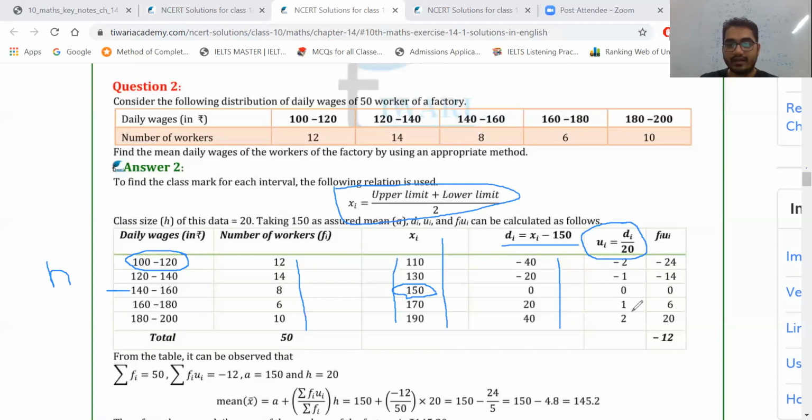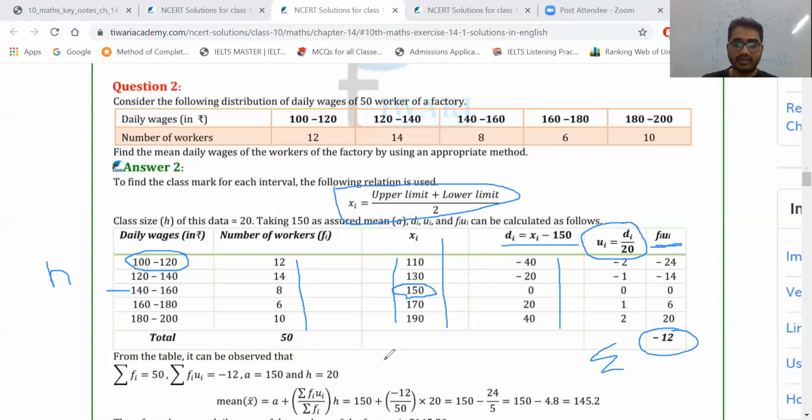Now you are getting the value of this as fiui. Once again, your frequency is multiplied to the ui. So you are getting minus 24, minus 14, 6, 20. And the final answer you are getting as minus 12. This is sigma fi ui. That is what you are getting, sigma fiui.